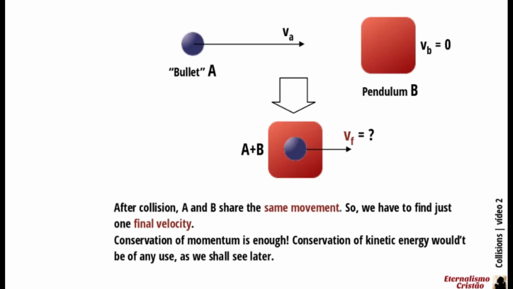After collision, A and B share the same movement. So, we have to find just one final velocity. Conservation of momentum is enough. Conservation of kinetic energy wouldn't be of any use, as we shall see later.